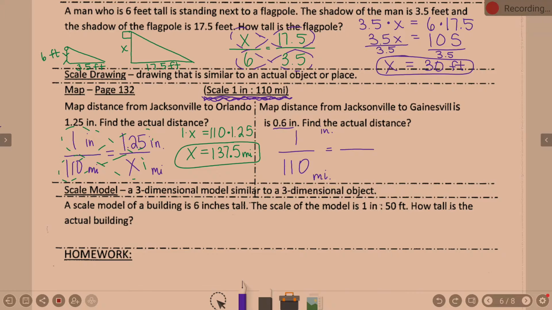Is it 0.6 miles? No. It's inches. Where do inches go? On top. You got to be consistent. It's 0.6 inches, so we're going to put inches on top. And that means X goes on bottom. So this is going to be 1x equals 110 times 0.6. Cross products. 1 times X is 1x. 110 times 0.6.